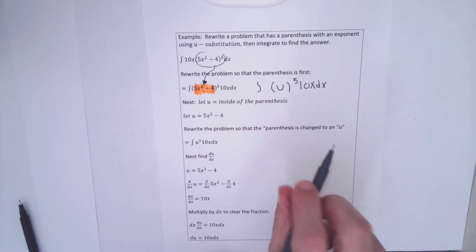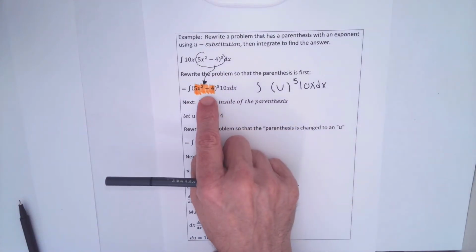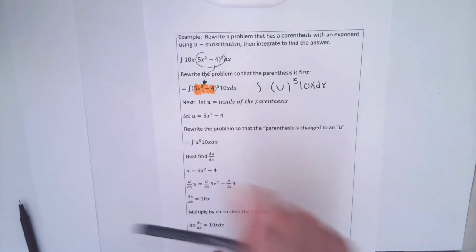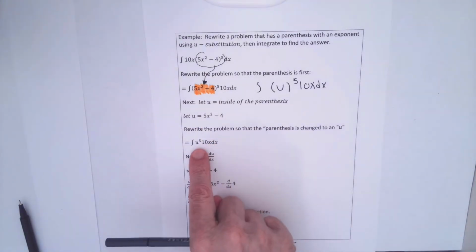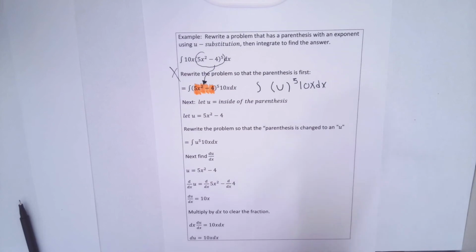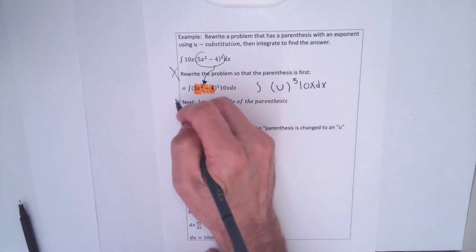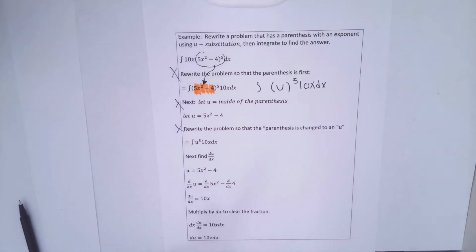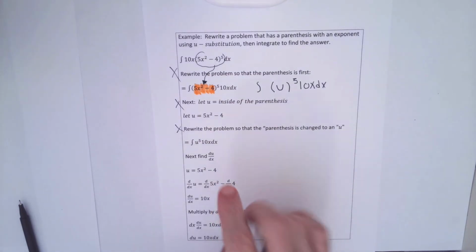So step 1, get the parentheses with the exponent, if there is one, written first. Step 2, let u be the contents inside the parentheses. Done and done. Change the problem so that the parentheses is done with the u. So first step, rewrote it with the parentheses first, picked a value for u, rewrote the problem so that it had that u. Perfect. Now I'm going to need to find the derivative.